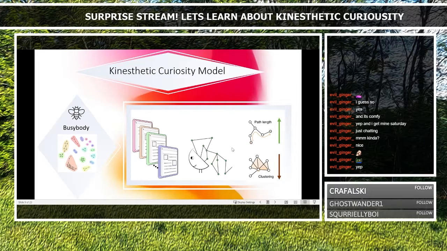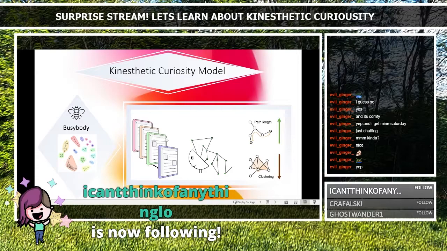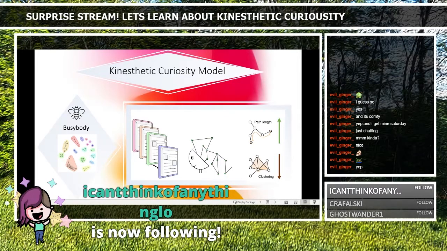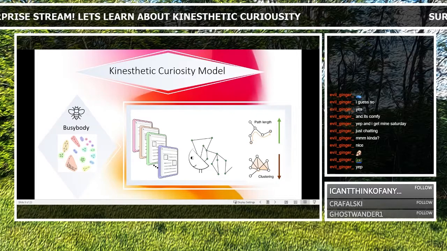And kind of going back, in case you weren't here, each of these are, hey, welcome. I can't think of anything. We're talking about kinesthetic curiosity today. It's a little dense, but feel free to ask questions along the way.